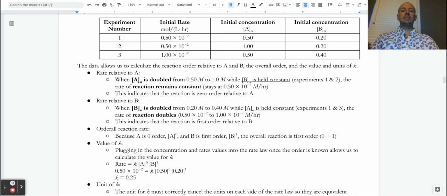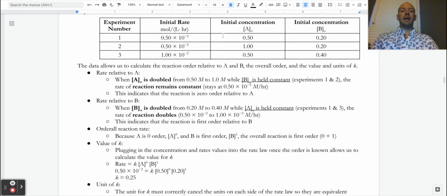So here, when A is doubled from 1 to 2 molar, and this is important, while B is held constant, and we would describe that as experiments 1 and 2 again, the rate remains constant. Both of those have that exact same 0.005 molarity per hour. That means that even when I change A, it doesn't make the reaction go faster or slower. So A has no impact on the rate, or A is zero order.